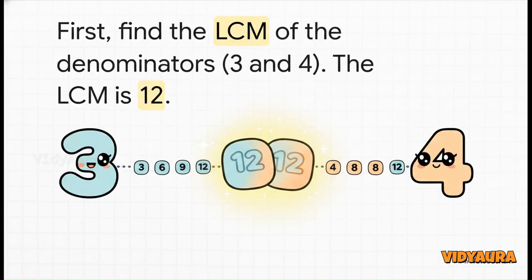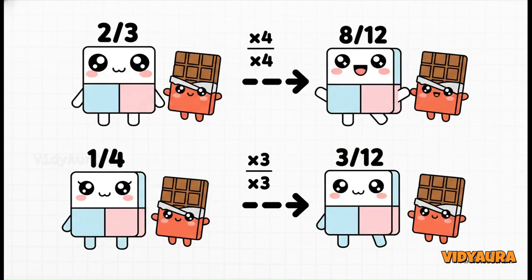Yep, you got it. Step 1 is exactly the same. Find the LCM of the denominators. What's the LCM for 3 and 4? Well, it's 12. So our new common denominator is going to be 12. All right, step 2, let's make our equivalent fractions. For 2/3, to get a 12 on the bottom, we have to multiply by 4. So we do the same to the top. 2 times 4 is 8, so we have 8/12.